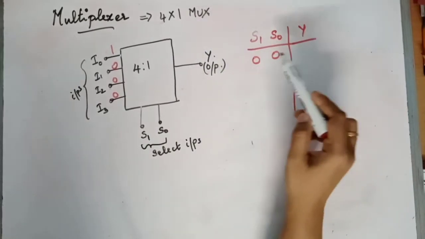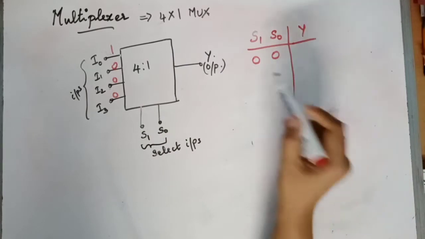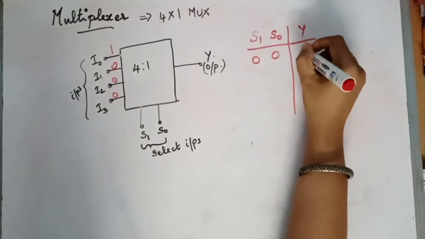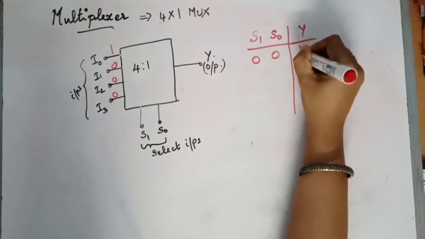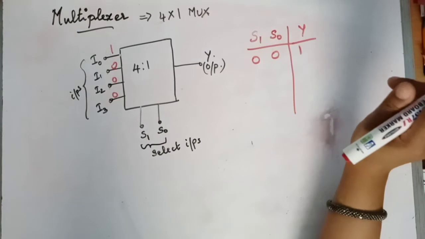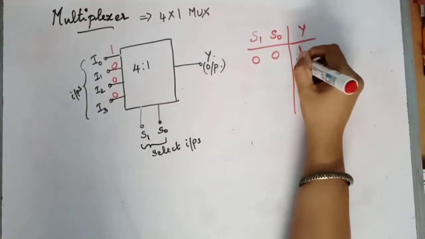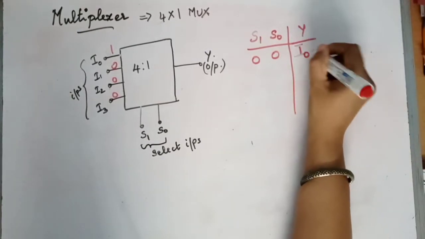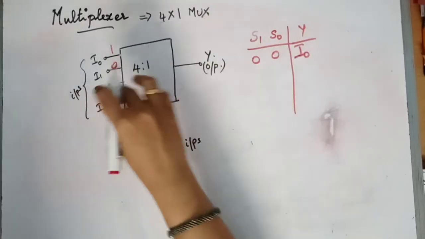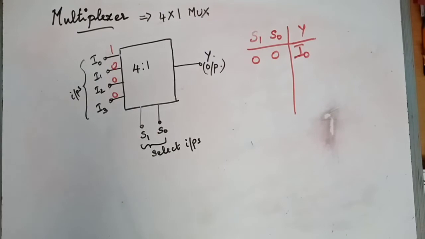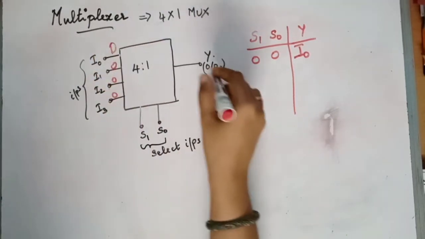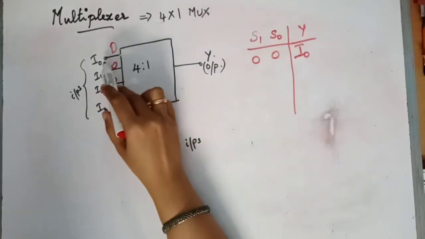That is what a multiplexer is. So 0 0 means I0 will be selected and Y will be, in this particular case, 1. Why? Because I0 is equal to 1. So actually what you are selecting is I0, and since I0 is 1, Y will be equal to 1. If I0 was 0, then Y would be 0 because I0 is 0.